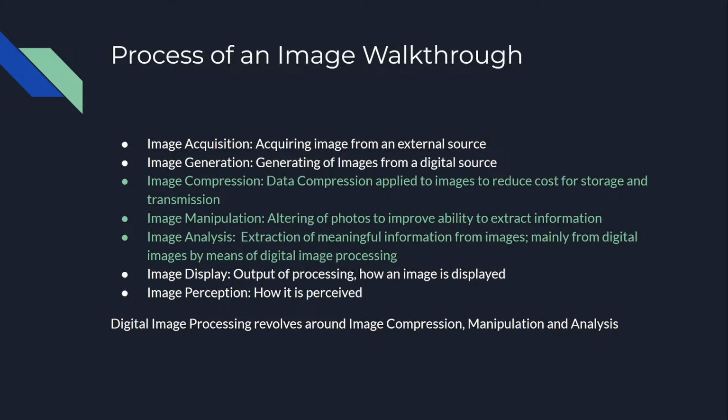To go over the process of an image, it starts with image acquisition, which is acquiring an image from an external source. Image generation is generating images from a digital source. Image compression is data compression applied to images to reduce costs for storage and transmission. Image manipulation is the altering of photos to improve the ability to extract information. Image analysis is the extracting of meaningful information from images, mainly digital images, by means of digital image processing. Image display is the output of processing, essentially how an image is displayed. Image perception is how an image is perceived. Digital image processing is essentially the green highlighted portions, and it revolves mainly around image compression, manipulation, and analysis.